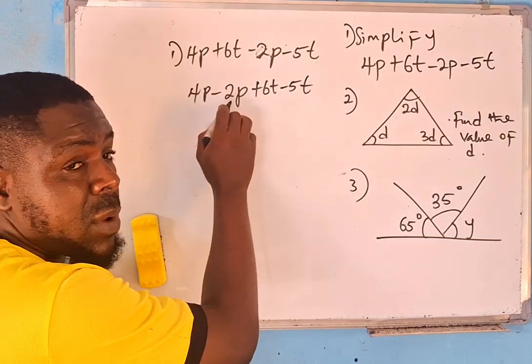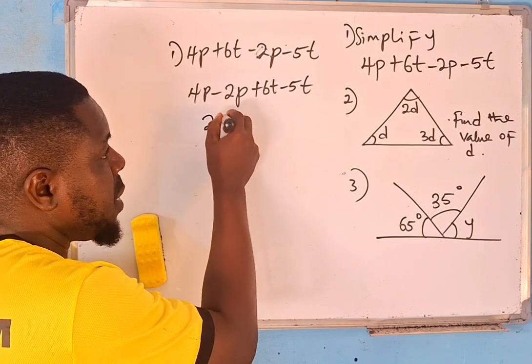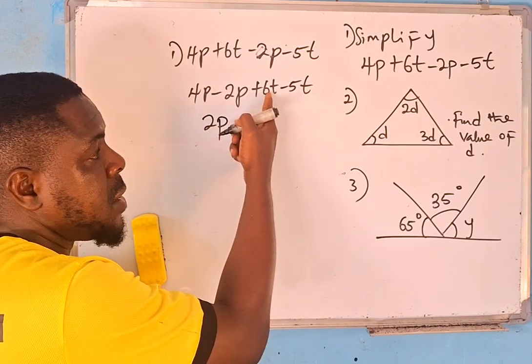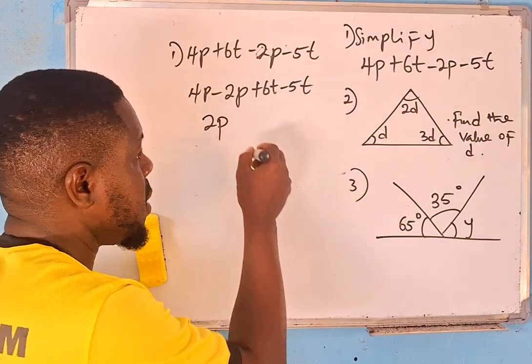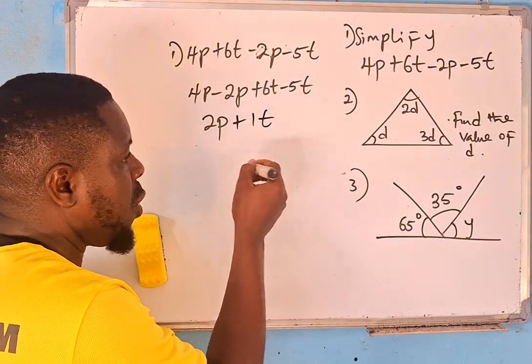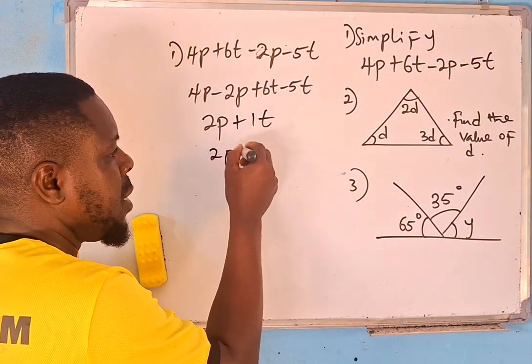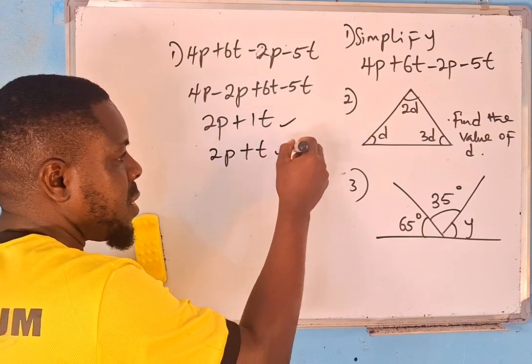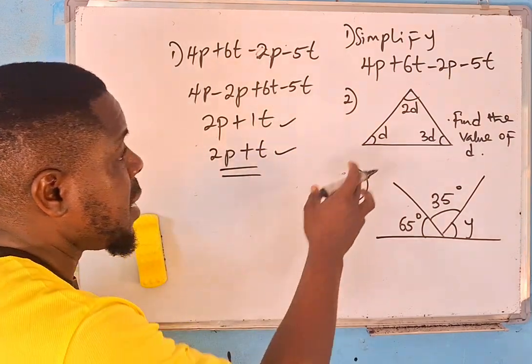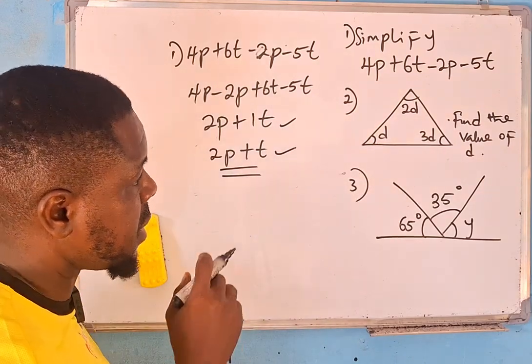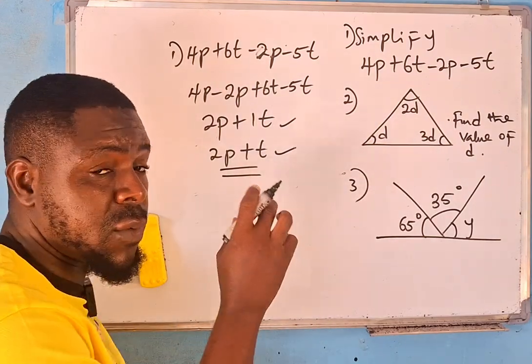Now 4p take away 2p will give me what? 2p. Then 6t take away 5t will give me 1t. That is plus 1t. Or you can write your answer as 2p plus t. This is correct. Hope you understand the solution to question 1.